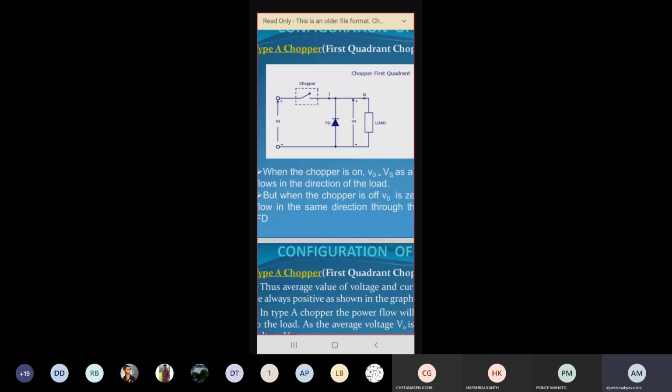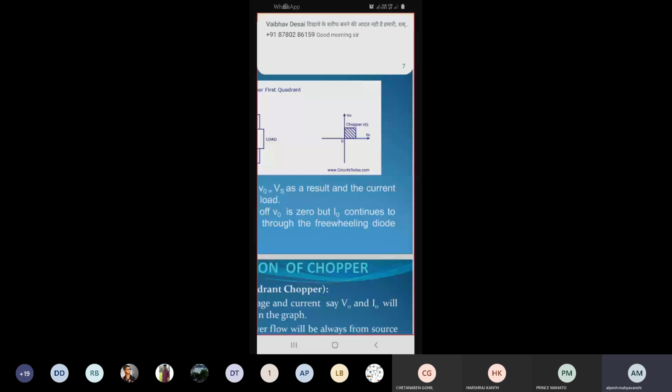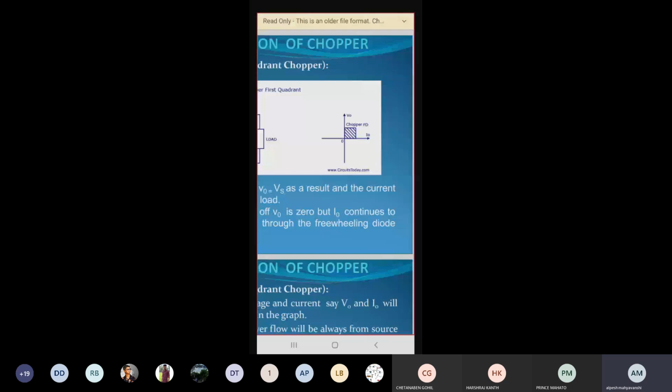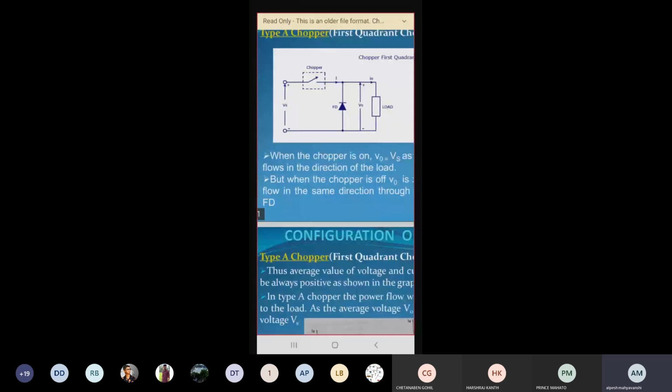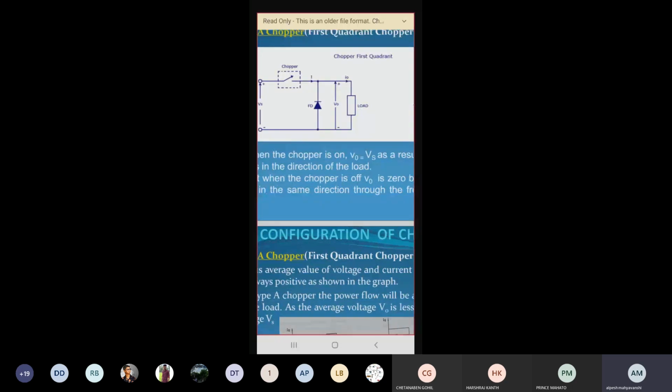Okay, so both voltage and current are positive. That means this chopper operates in the first quadrant. Positive output voltage, positive output current. So chopper operates in the first quadrant. Now in the second case, we are assuming that the chopper is in off condition. So as soon as the chopper becomes off, what happens? The source is disconnected from the load, or the source is not given to the load. So V0 becomes equal to 0.